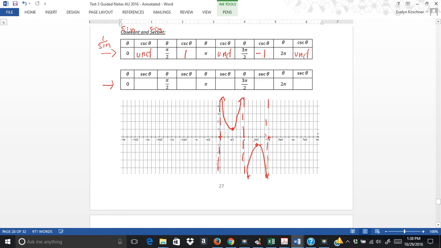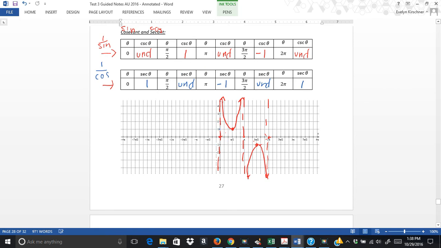My secant is 1 over cosine. So when is cosine 0? It's 0 at pi over 2 and 3 pi over 2, and cosine is 1 at 0 and 2 pi, and it's negative 1 at pi. Remember, it's just a reciprocal.